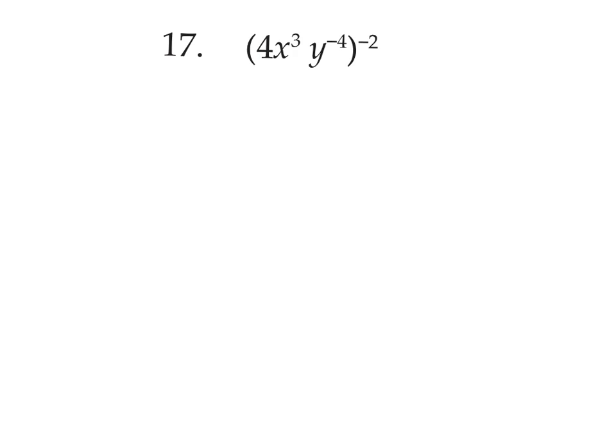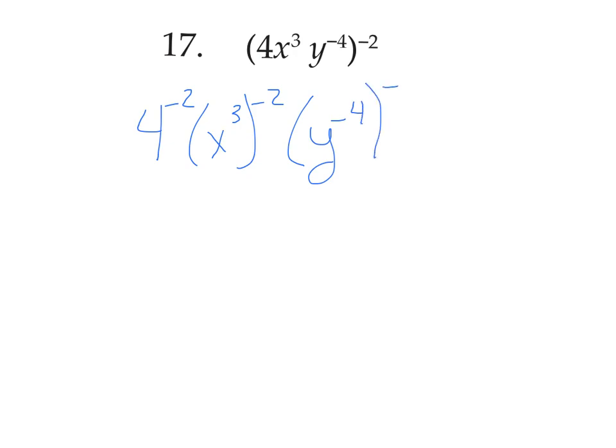All right, so let's work on putting this -2 exponent on all of these. There's 3 bases in here. So we're going to have a 4 with a -2 exponent on it, an x cubed with a -2 on it, a y to the -4 with a -2 on it. And we're going to use our rules here to simplify those. But first we'll simplify this 4 to the -2.